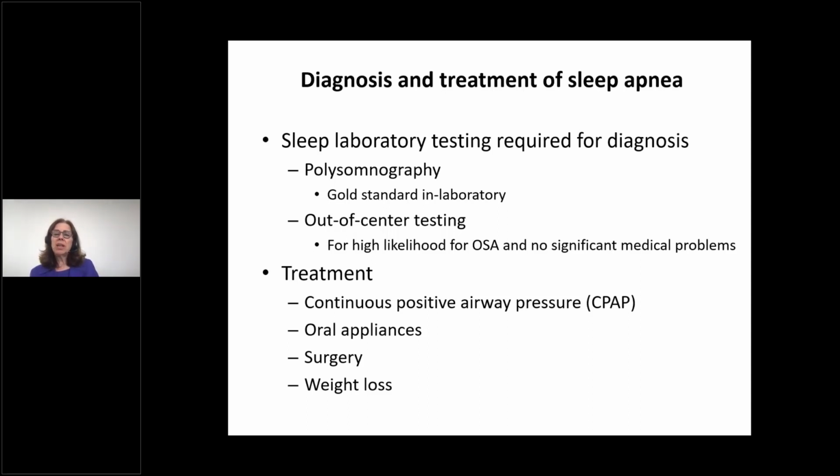Treatments include continuous positive airway pressure, which is really just blowing some warm, moist air in the nose. It's a very safe treatment. It keeps the airway open. For milder cases, we can use oral appliances, which help pull the jaw forward. In certain cases, like children with big tonsils or adenoids, we can do surgery, and weight loss can be curative when it's due to patients being overweight.